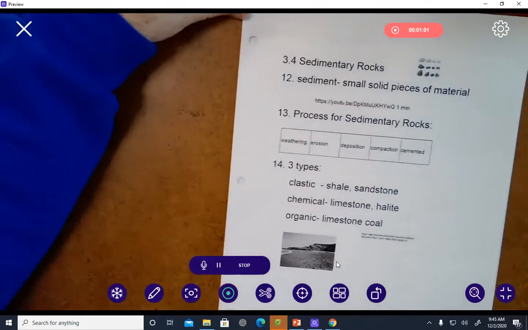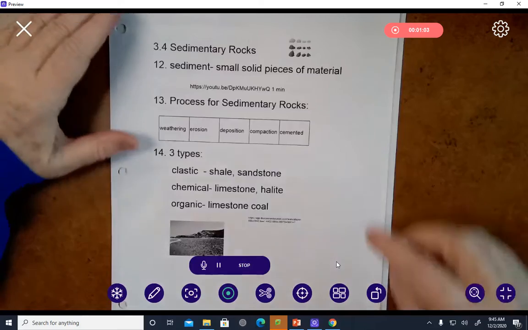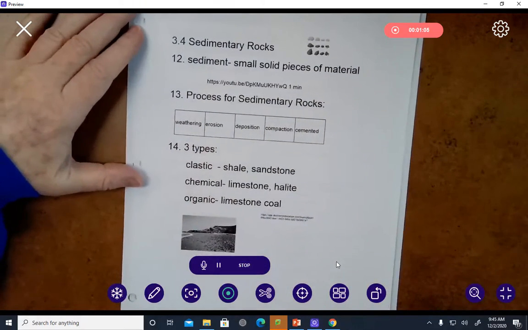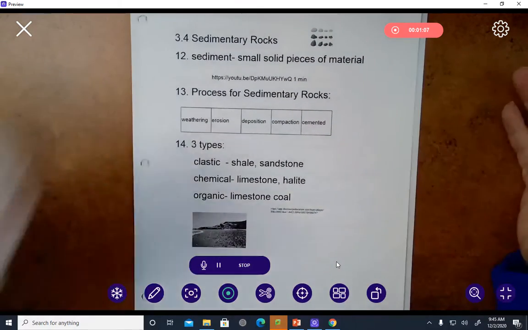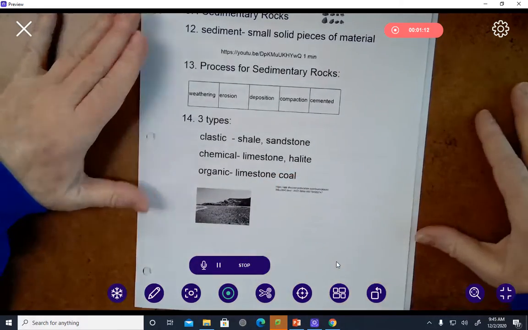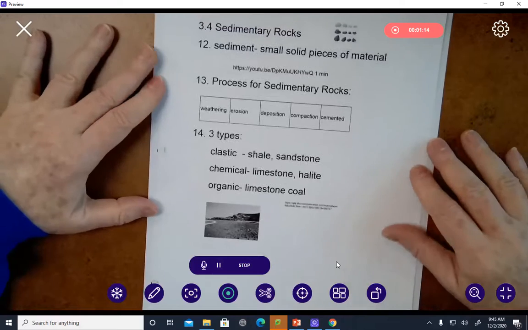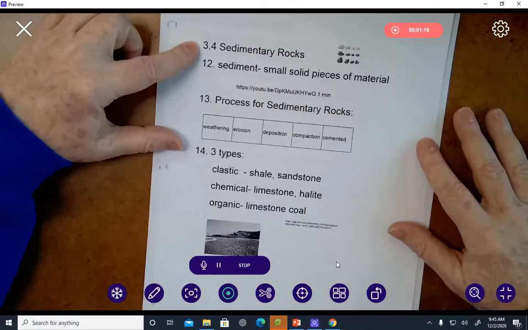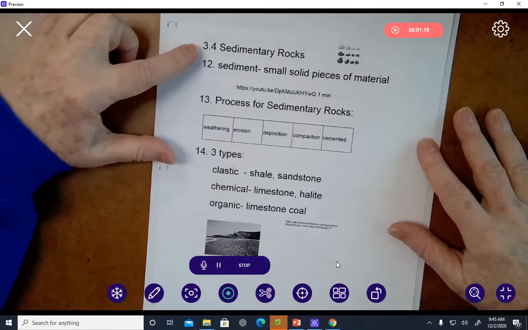If you don't want to just copy these, I also assigned, or I'm going to attach, my Google Slides, which will have a few pictures of these. Maybe you could see some differences. But remember, page 3.4 is on sedimentary rock.